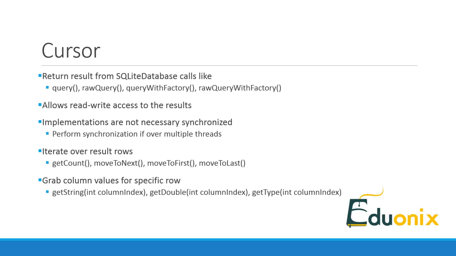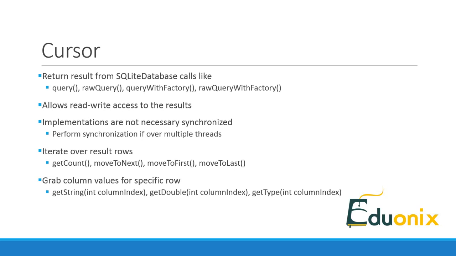The cursor object allows us to easily iterate over the rows of the result by using methods like getCount, which returns the number of rows in the cursor, moveToNext, which moves the cursor to the next row, moveToFirst, which moves the cursor to the first row, and moveToLast, which moves the cursor to the last row. These calls will return a Boolean value, which will be true if the move succeeded or false if the move did not succeed.